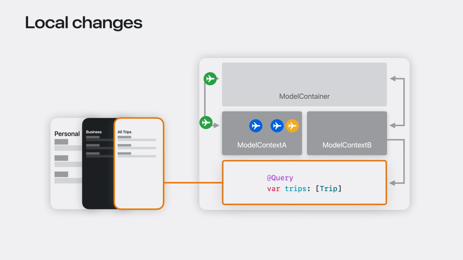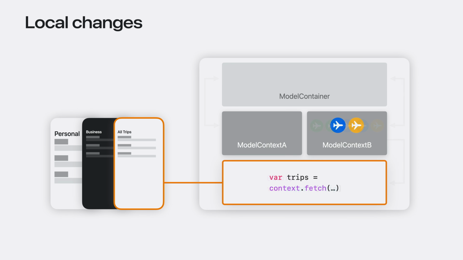However, not all changes are observable. Only those made to your models in process, not those made to your data store from another process, such as a widget or extension, or even another model container within your app. Local or internal changes to your app are when you have several model contexts using the same model container. These other model contexts can see each other's changes, and in the case of Query, those changes are automatically applied.